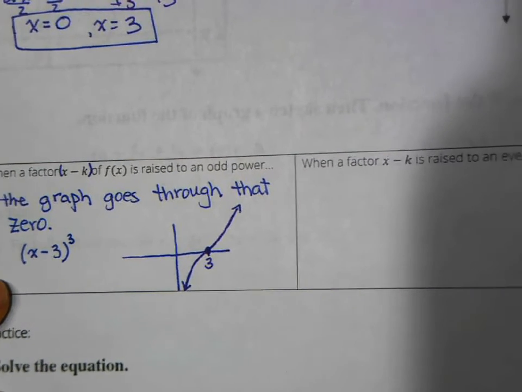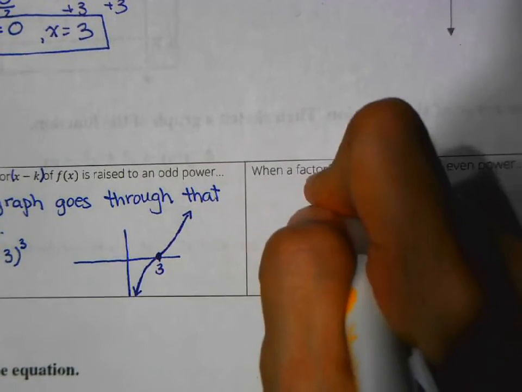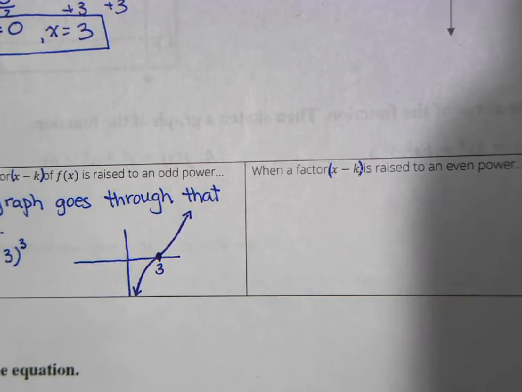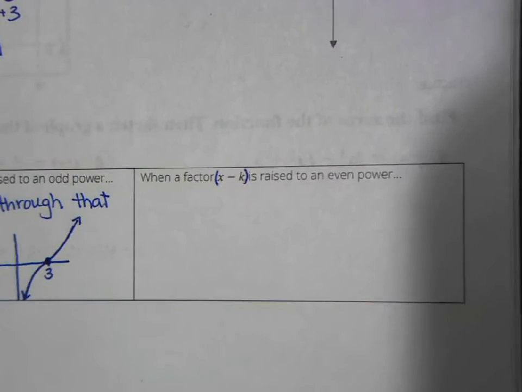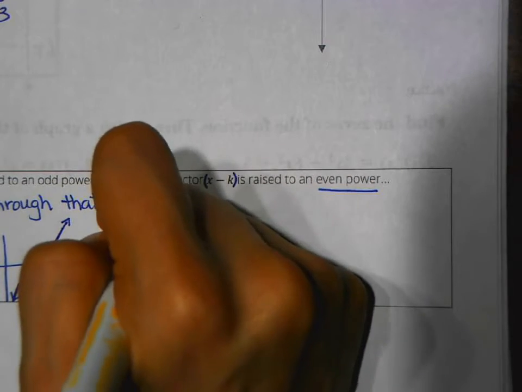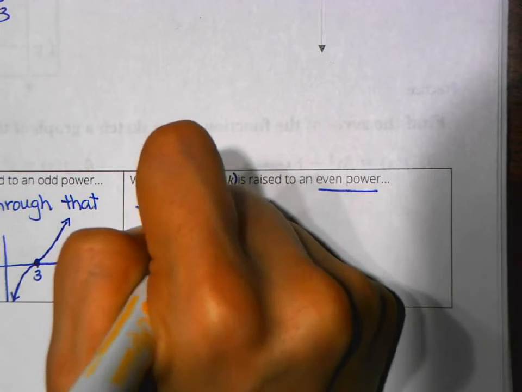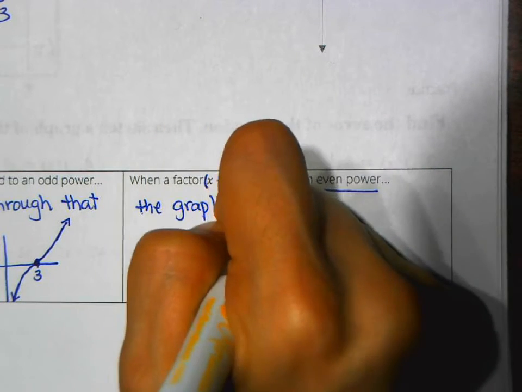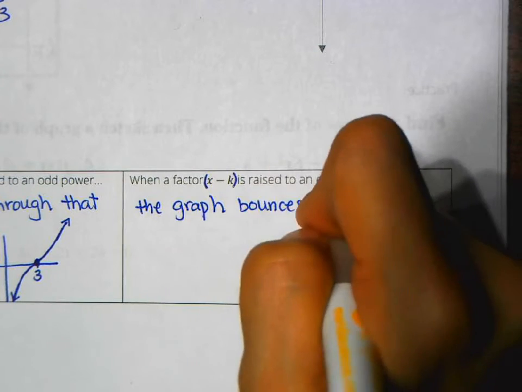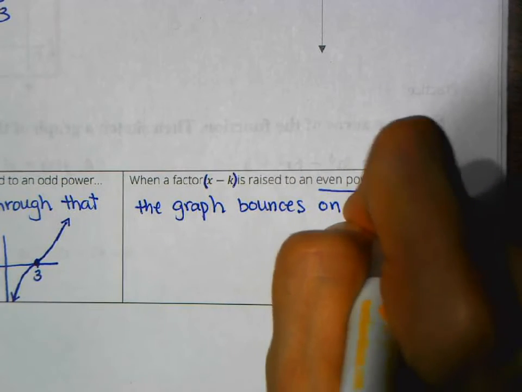Now, when the factor x minus k is raised to an even power, then I know that the graph bounces on that 0.